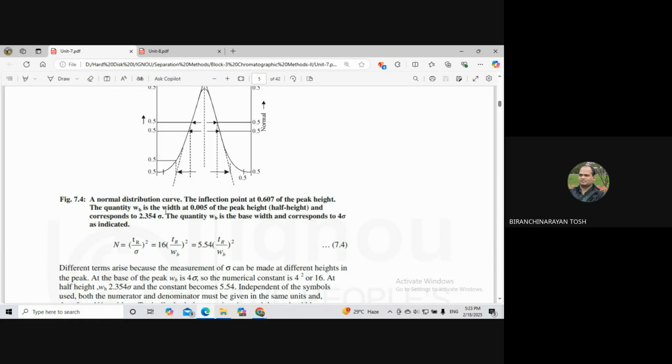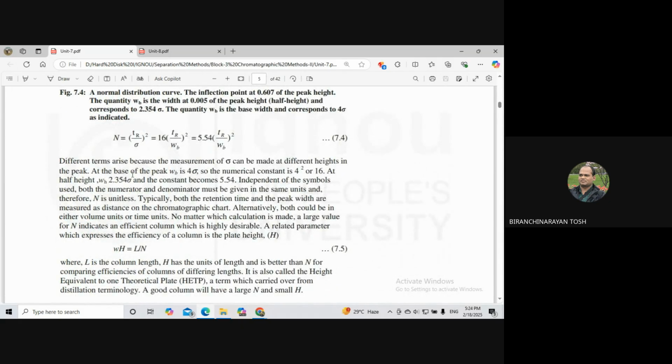The quantity W is the peak width, and Tr is the retention time. So base widths correspond to 4 sigma as indicated. Different terms arise because measurement of sigma can be made at different heights in the peak. At the base of the peak, the peak width Wb is 4 sigma, so the numerical constant is 4 squared, or 16. This is sigma squared over there.